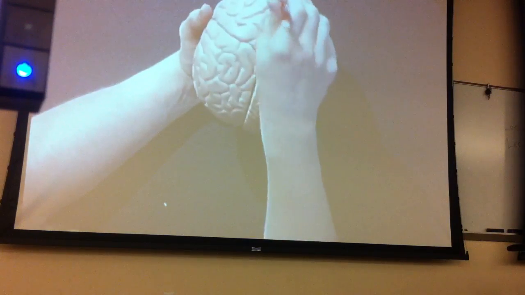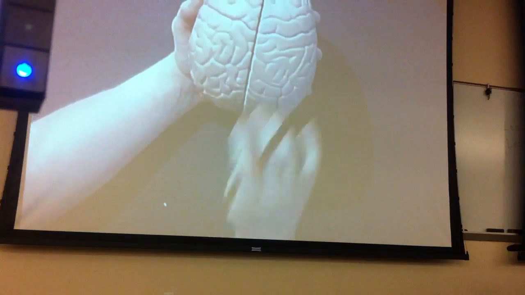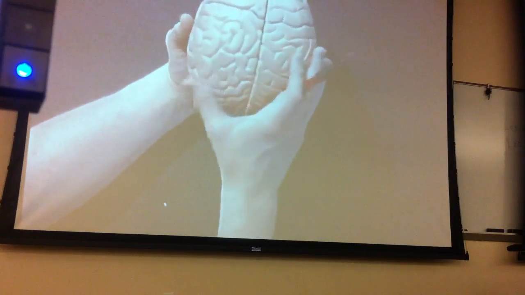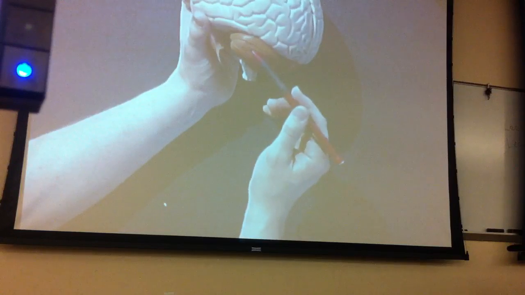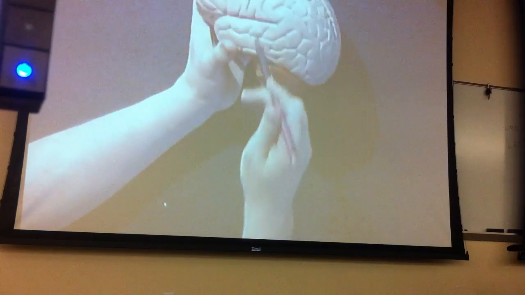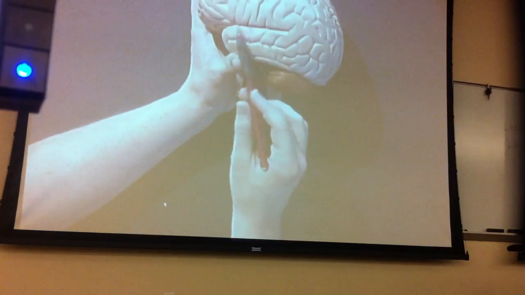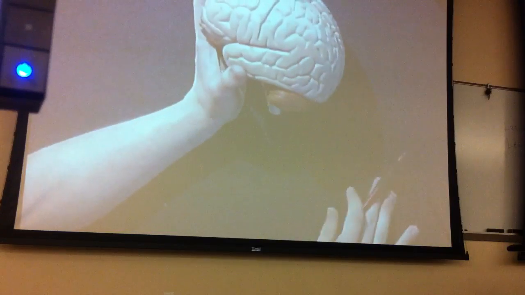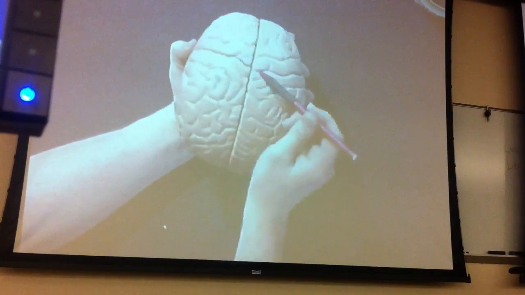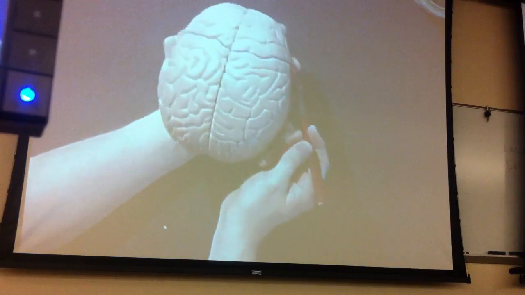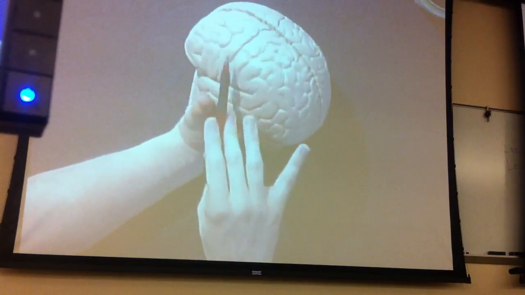So the actual structures: there's a longitudinal fissure that separates the two halves of the cerebrum. A transverse fissure separates the cerebrum from the cerebellum. A lateral sulcus separates the temporal lobe from the rest of the brain. And lastly, there's the central sulcus that's right here. And that's kind of like a key landmark in the brain. I'll mention one in a second.